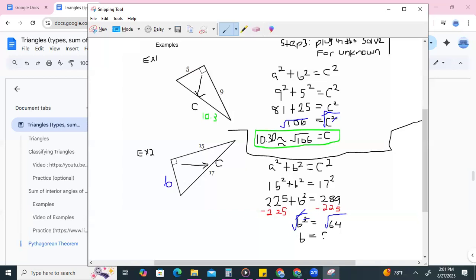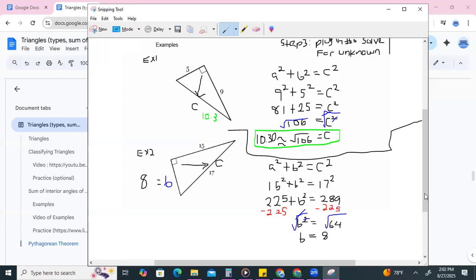Square root of 64 is both the positive and negative 8. But since in this case we're talking about a triangular figure, we only take the positive answers, like when you're only talking about the length. So my answer here for B would be 8. So this triangle has lengths of 15, 17, and 8.